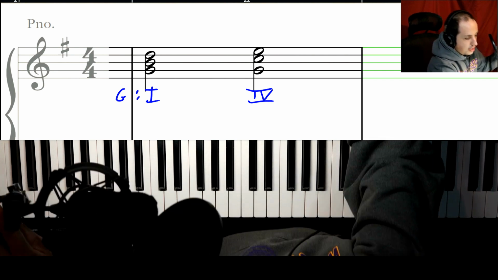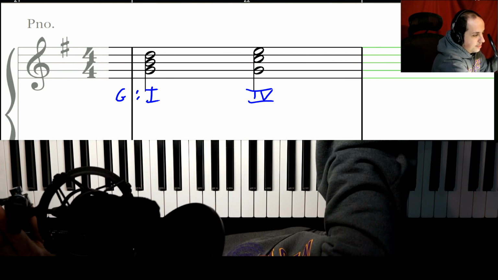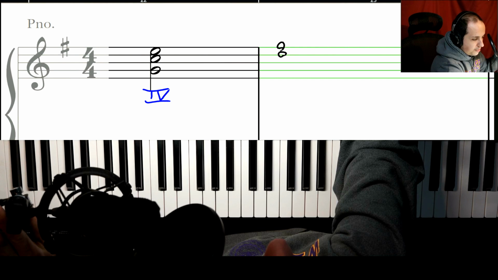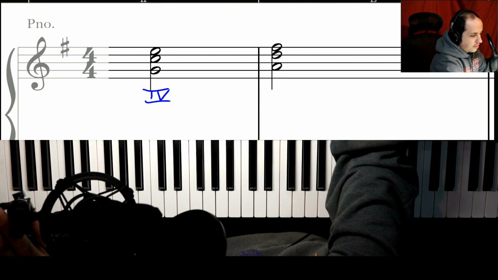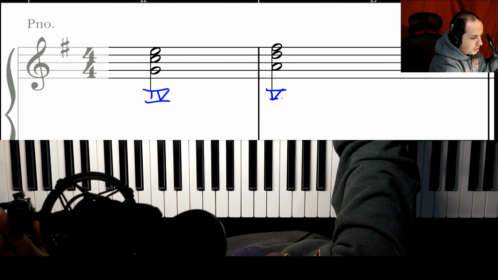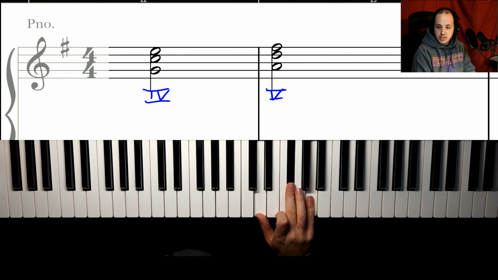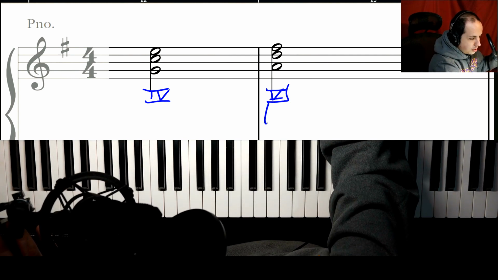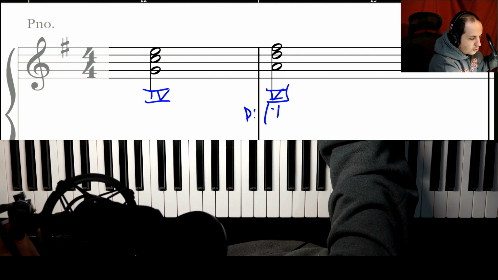So you have D, F sharp, and A. We have to write this out right now. That is now our 5 chord in G major. Now the question is, what chord is it in D major? Well, it's a D major chord, so it's actually going to be a 1. We've got to draw our little thing here. I have to designate that we're in D. So then I'm just going to draw a 1 here.